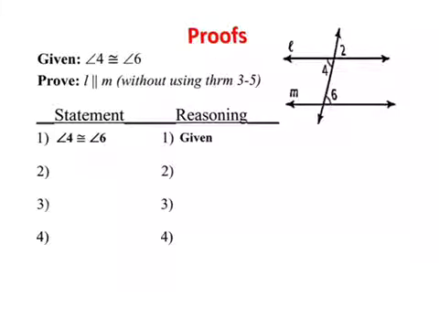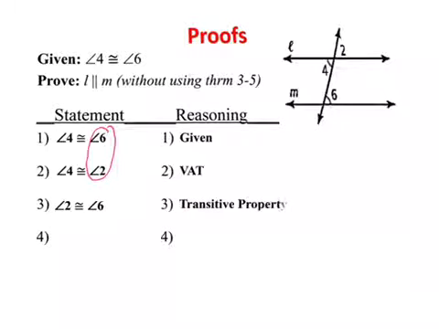Step 2, I should notice that angle 4 and angle 2 are congruent because they're vertical angles. So I can go that route. We'll try to see if that connects to anything. Well, notice that 6 and 2 are both congruent to angle 4, so chances are we can then say that those two are congruent by the transitive property.